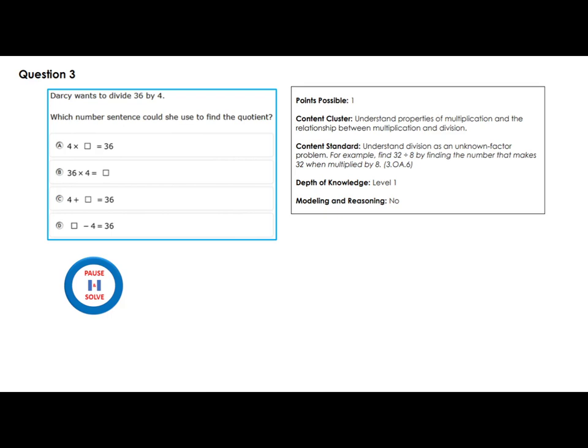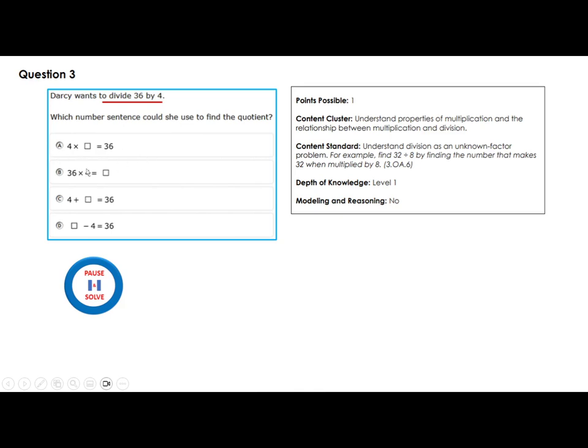Hello and welcome. Darcy wants to divide 36 by 4. Which number sentence could she use to find the quotient? Remember, the quotient means a division, okay? So, they're giving you these options. Now, what are we doing? We're dividing 36 by 4.